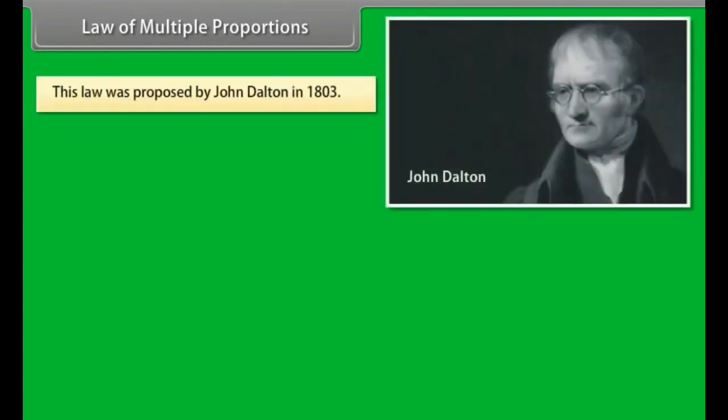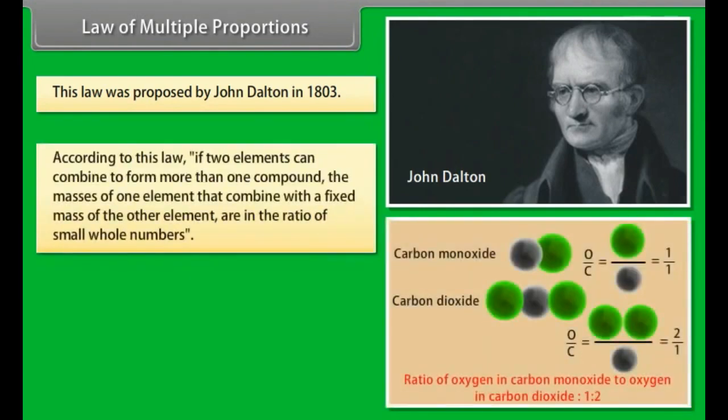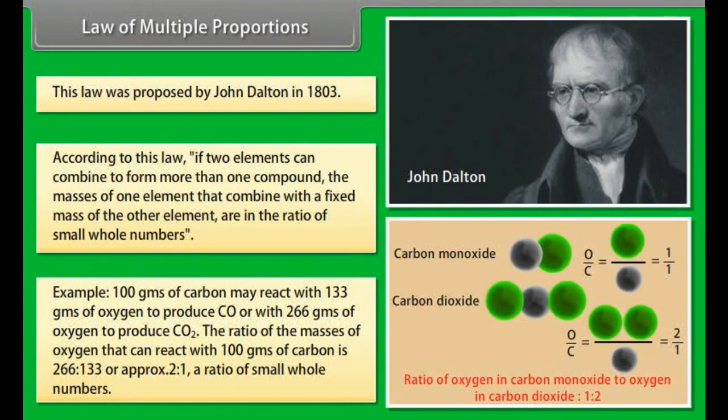Law of multiple proportions. This law was proposed by John Dalton in 1803. According to this law, if two elements can combine to form more than one compound, the masses of one element that combine with the fixed mass of the other element are in the ratio of small whole numbers. Example: 100 grams of carbon may react with 133 grams of oxygen to produce CO, or with 266 grams of oxygen to produce CO2. The ratio of the masses of oxygen that can react with 100 grams of carbon is 266:133, or approximately 2:1, a ratio of small whole numbers.